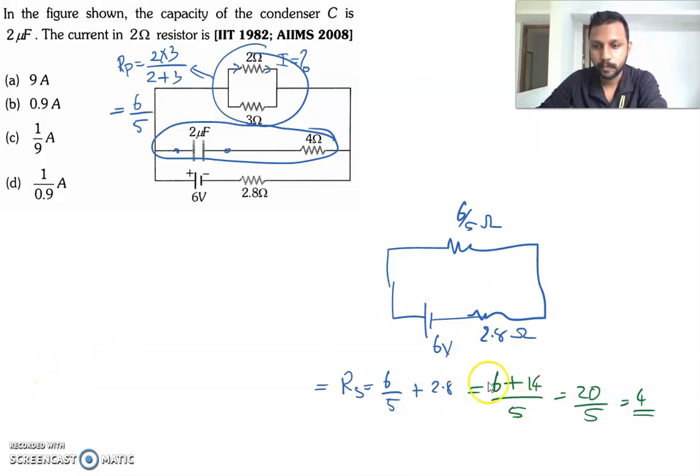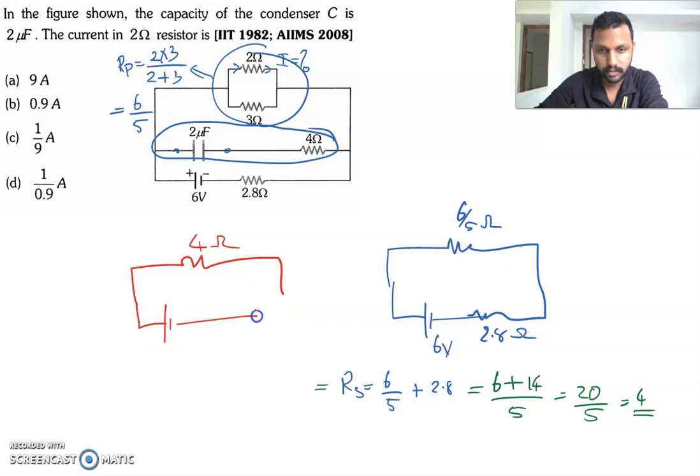Okay, let's continue. We get 6 plus 14 divided by 5, that's equal to 20 by 5, that's equal to 4 ohm. Therefore, the effective resistance in this case is 4 ohm, and there is a 6 volt battery connected. Therefore, current I is equal to V by R, that is equal to 6 by 4, that is equal to 3 by 2 ampere.